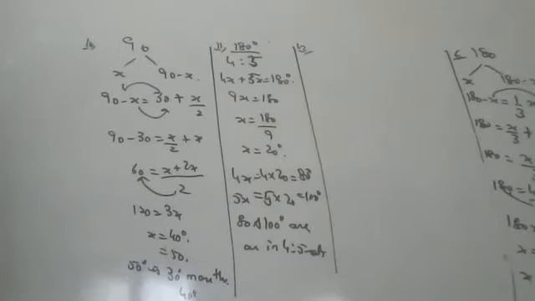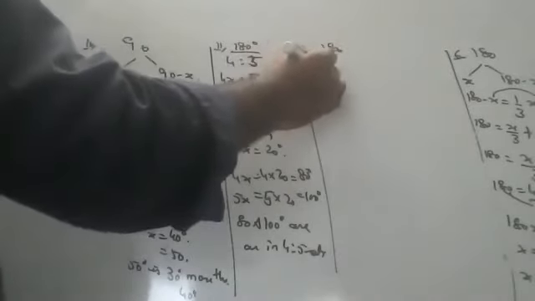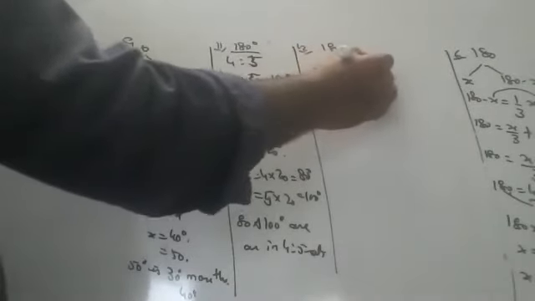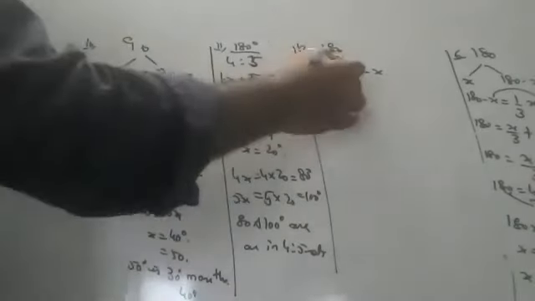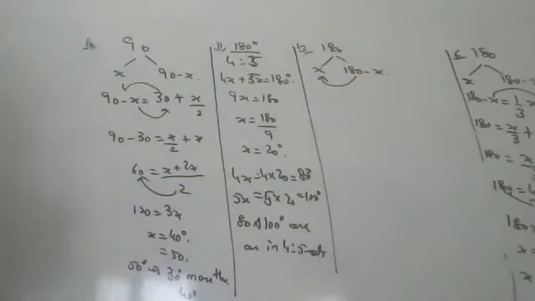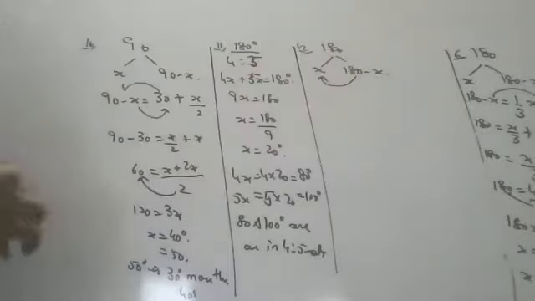Two supplementary angles differ by 48 degrees. Children, two supplementary angles differ by 48 degrees. Anyone wants to say, children? Anyone else? Sarayu, tell this sum. Two supplementary angles differ by 48 degrees.